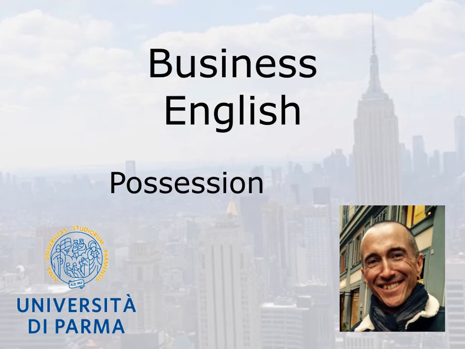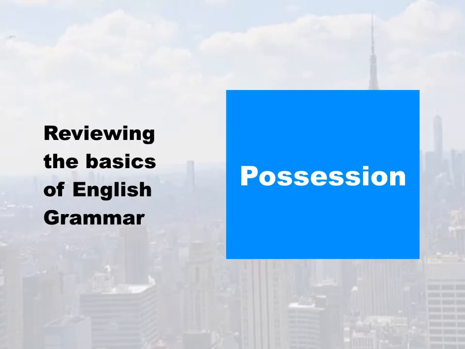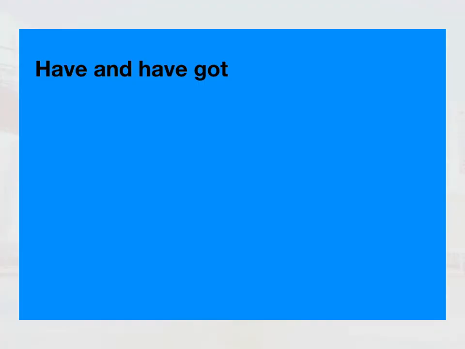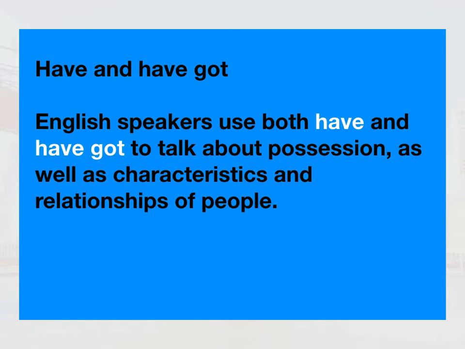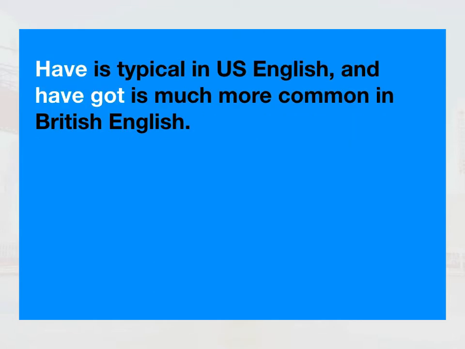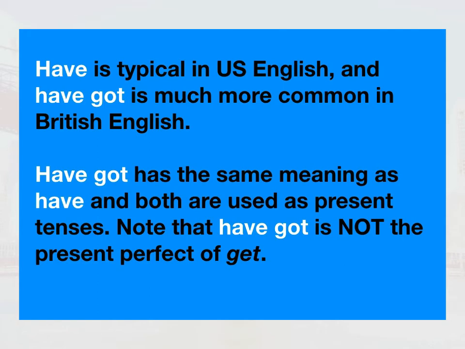Hi everybody, today we're going to be talking about possession in English. As we talk about possession, we'll primarily be looking at the use of have and have got. English speakers use both have and have got to talk about possession as well as characteristics and relationships of people. Have is typical in US English and have got is much more common in British English. Have got has the same meaning as have, and both are used as present tenses.